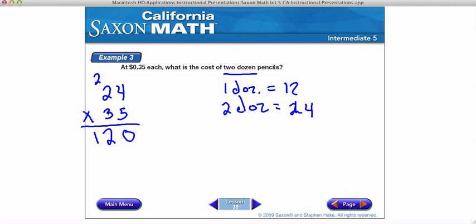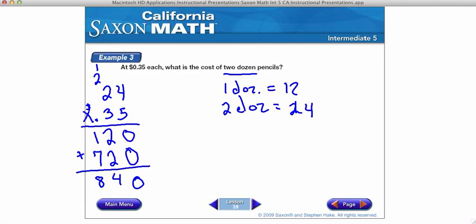Now I multiply by 30, so I put that placeholder of 0. 3 times 4 is 12. Carry the 1. 3 times 2 is 6, plus this 1 is 7. Now I have my two partial products, so I'm going to add those up. 0, 4, 8.